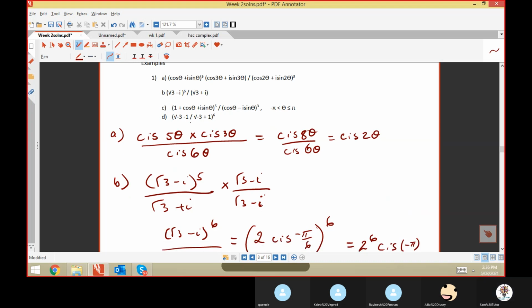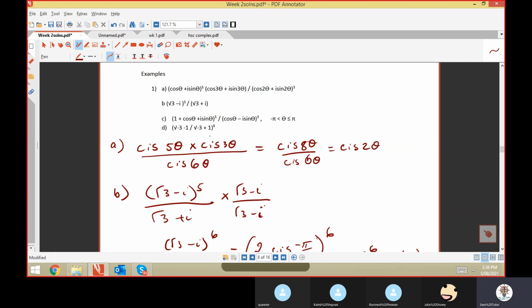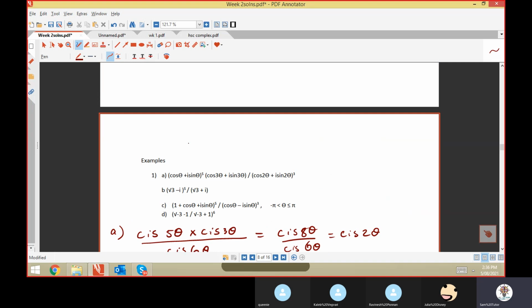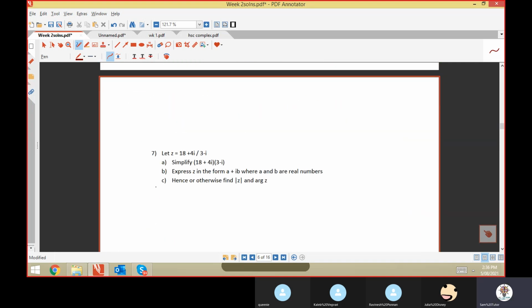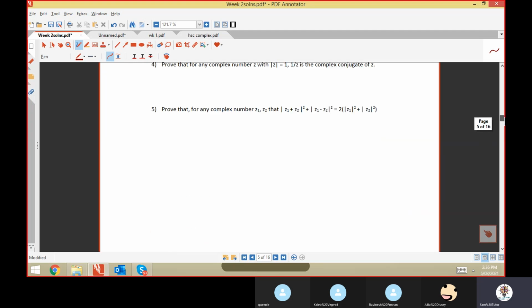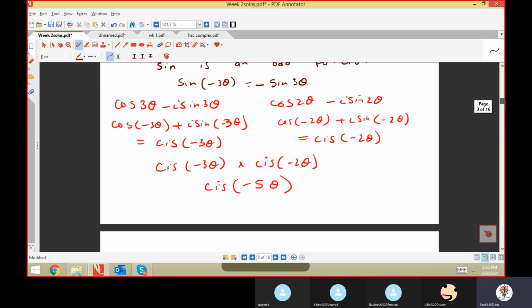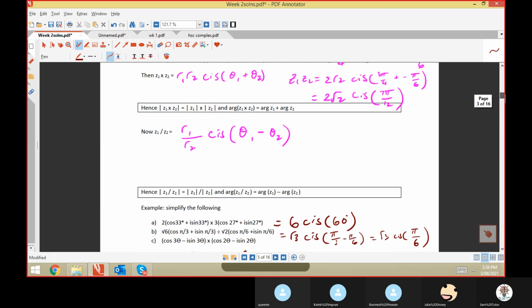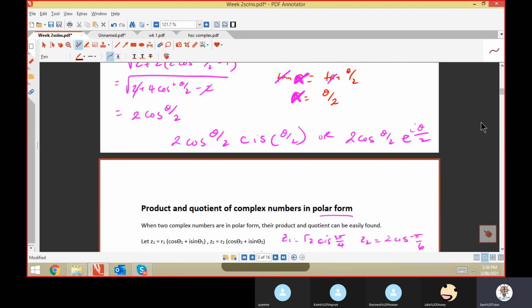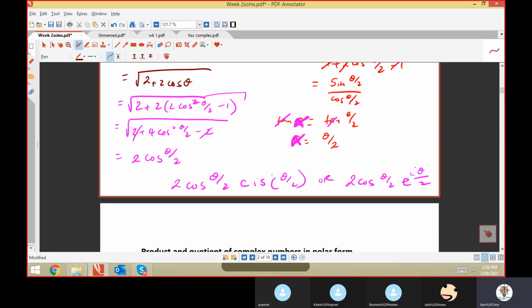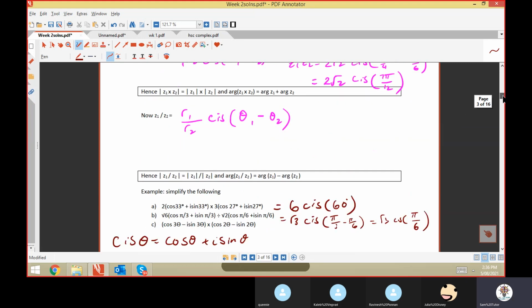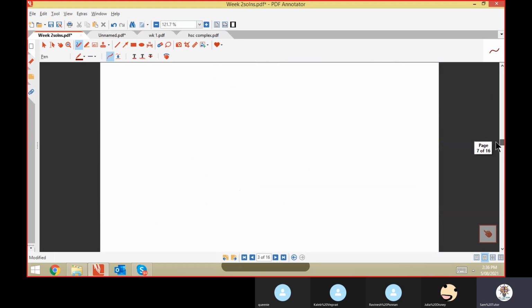Let's do C. The idea with C was you're meant to use my solution. Otherwise, you would have to do it all again. So C. How do I convert 1 plus cos theta plus I sine theta to polar form? It's the one that we did here. So you're not meant to do it all again. There, 1 plus cos theta plus I sine theta becomes 2 cos theta on 2 cis theta on 2. That's what I was trying to go for.